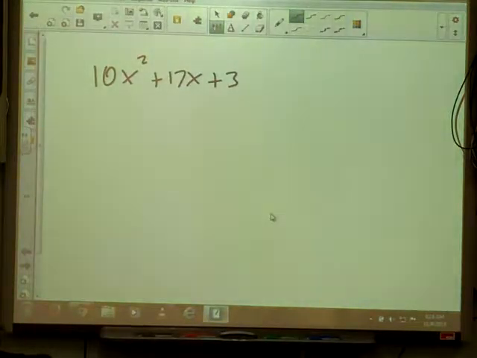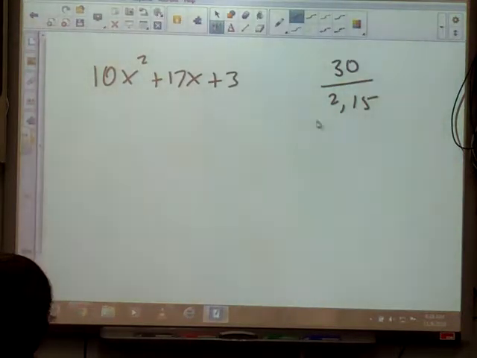17x plus 3. Do I have a GCF? No. So 10 times 3 makes 30, because there are 3 terms. Factors of 30 that add to 17? 15 and 2. Good job. 15, 2, 2 and 15.